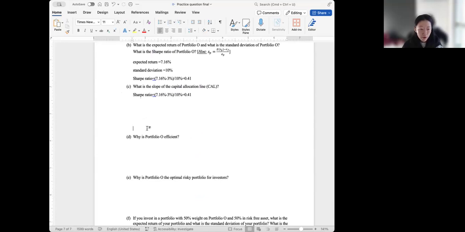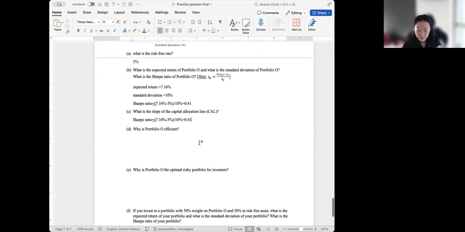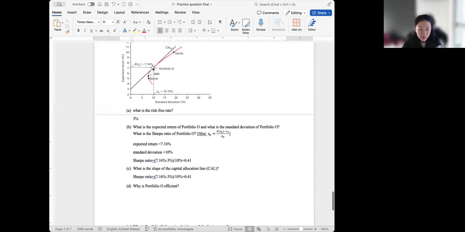And then why is portfolio O efficient? So it is efficient because it is on the efficient frontier, which means that given the same level of risk, there are no other portfolios that can generate higher return. And given the same level of return, there are no other portfolios that have lower risk. So that is what efficient means. It has the best mean variance combination.